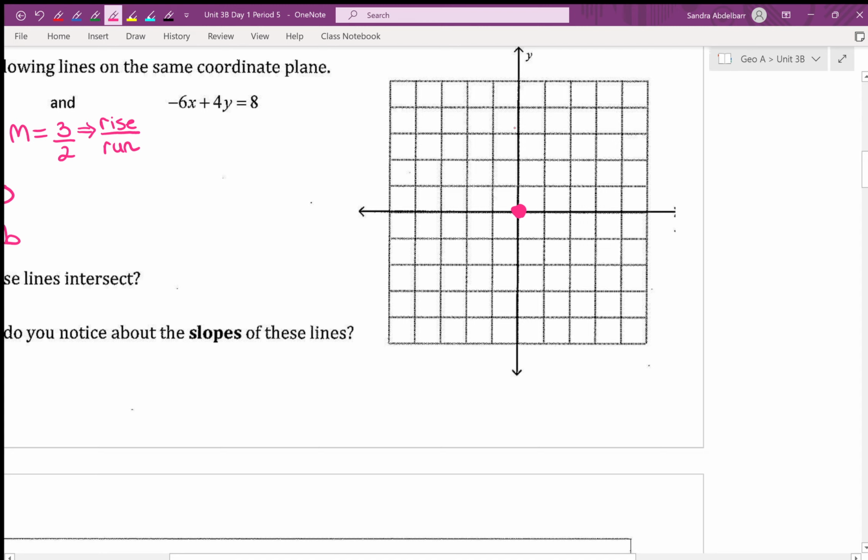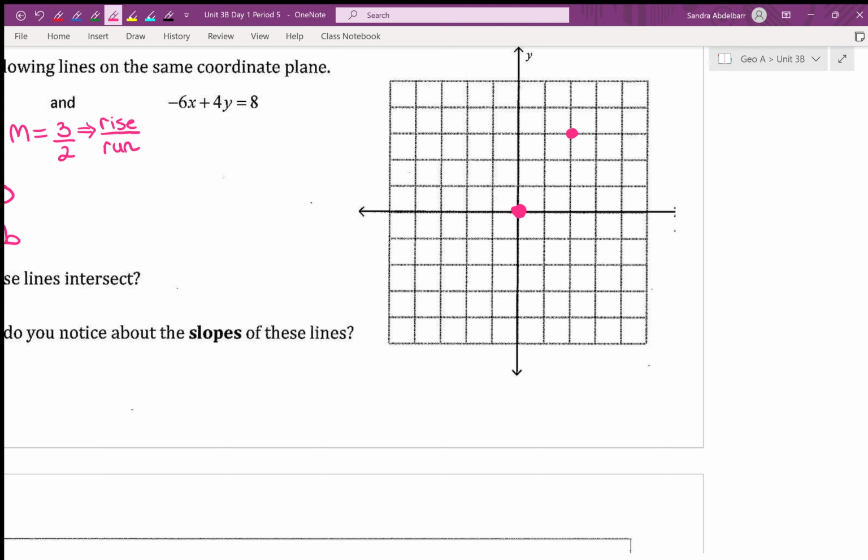Positive, so I'm going to go to the right 2. So I went up 3 to the right 2, and that's my new point. Is there room to go up 3 and right 2 again? No, so now I need to fill in the other side of the line. How do I fill in the other side of the line?